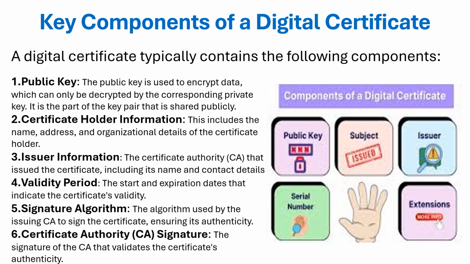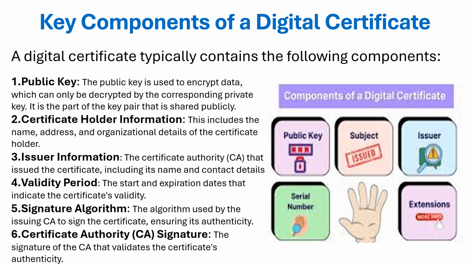Second, the certificate holder information. This includes the name, address, and organization details of the certificate holder. The third one, the issuer information, the certificate authority that issued the certificate, including its name and contact details. The fourth one, the validity period, the start and expiration dates that indicate the certificate's validity.